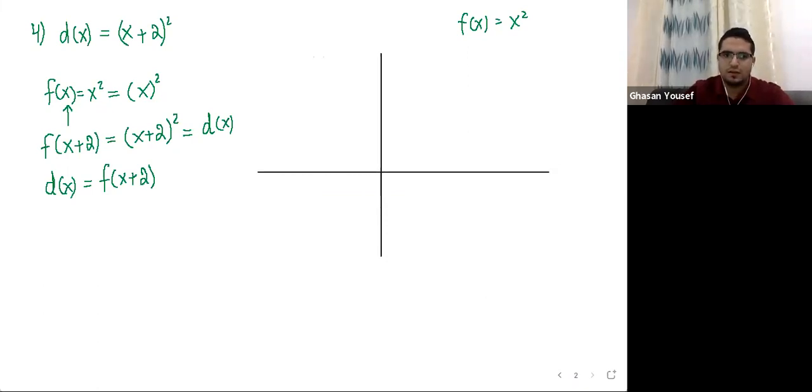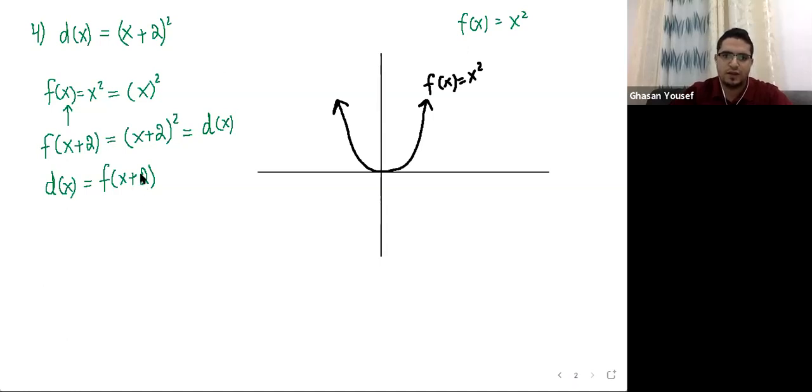The original function is a parabola. It's a parabola like this. This is f of x equal x squared. Now, to graph the function d of x, we should graph the original function f of x equal x squared. Then we have to shift the original function 2 units to the left.